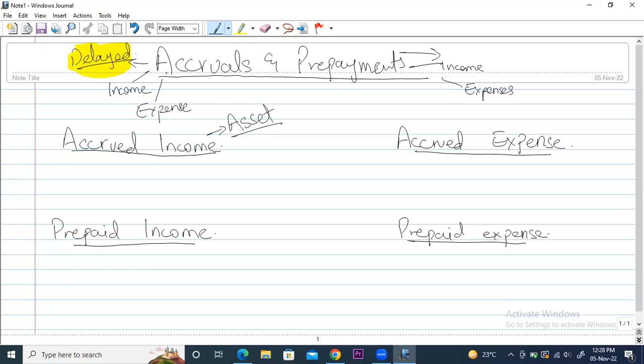Now, the entry for this, let me first write a small definition. Benefit provided, but payment not received. Benefit provided, but payment yet not received. Okay, just give me 1 minute.